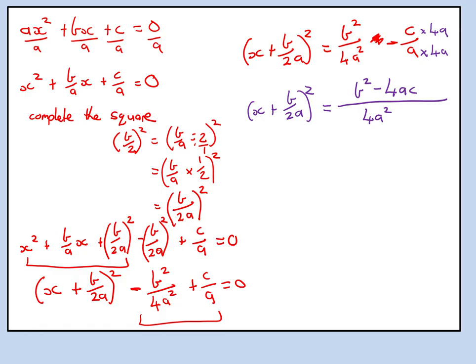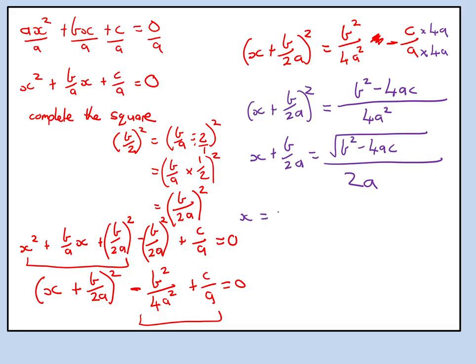The next part is I would like to get rid of the power on my left-hand side. So I'm going to square root everything. So that will be x plus b over 2a is, and I square root the b squared minus 4ac. Now, if I square root the bottom, the square root of 4 is 2, and the square root of a squared is a.